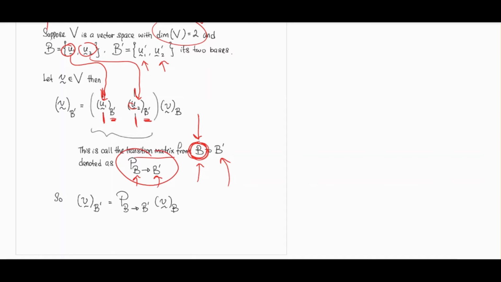Don't get too boxed down by the notation B and B prime, because you can change the notation pretty easily.